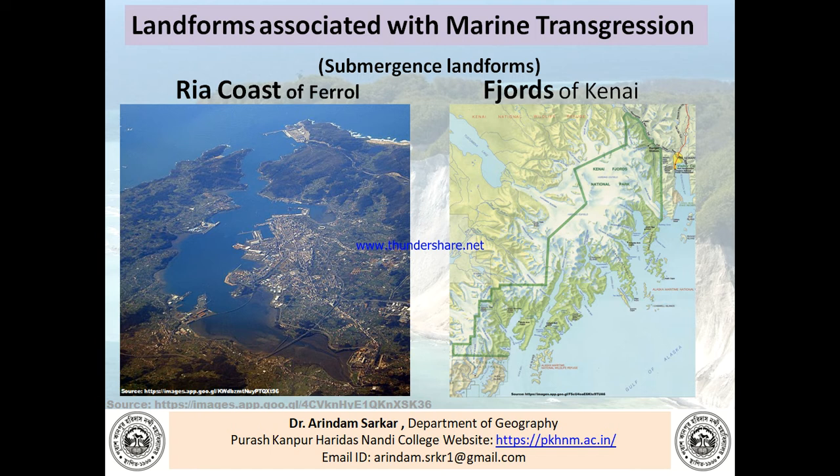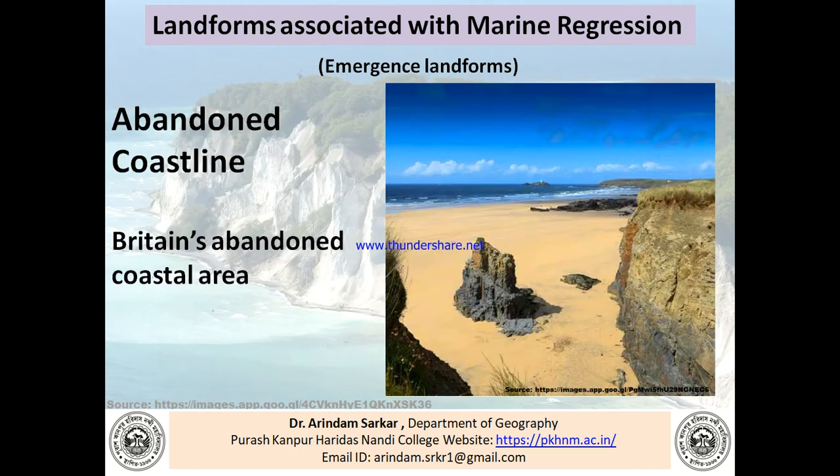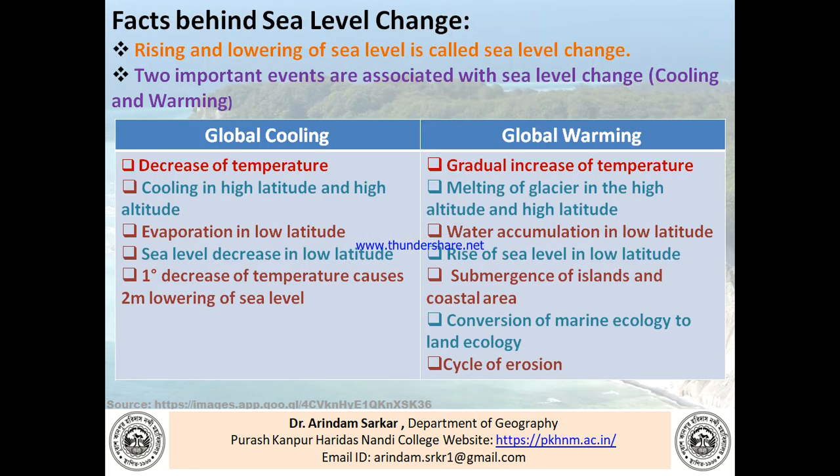There are two landforms associated with submergence or marine transgression, that is ria coasts and fjords. The landform associated with marine regression is the emergence landform, that is the raised beaches. Another emergence landform is the abandoned coastline. These are pictures of Britain's abandoned coastal area.